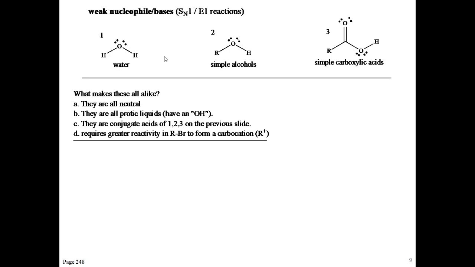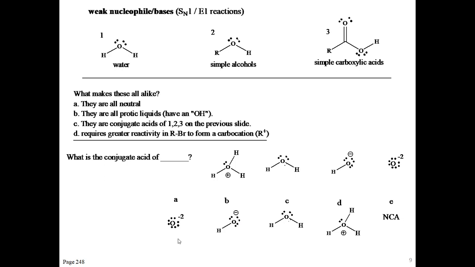All of these, because they're neutral, require the bromoalkane to become reactive. So the bromine will leave, we'll make a carbocation that forces these guys to react. So let's just take a look now at conjugate acids again to remind ourselves. What I'm asking in this first one is, what is the conjugate acid of oxide?